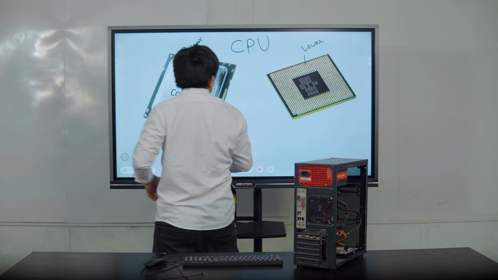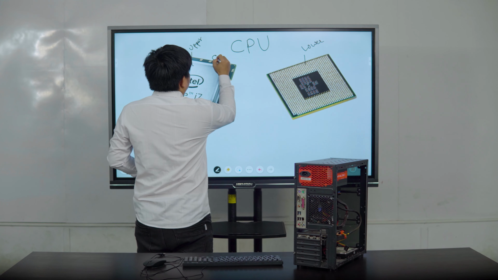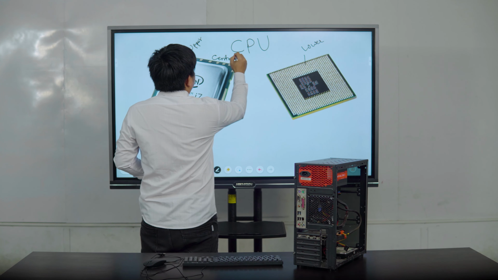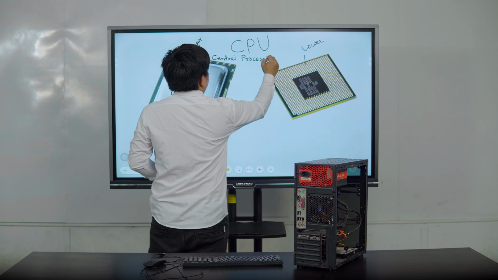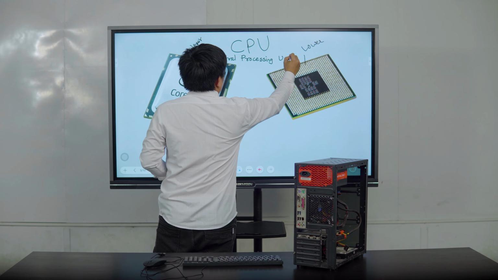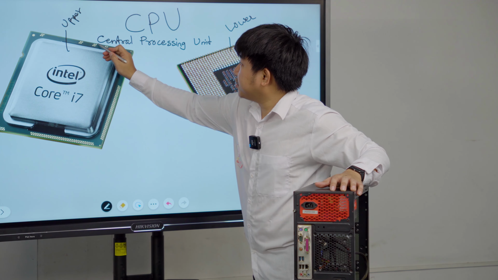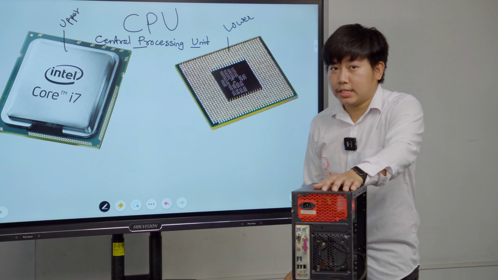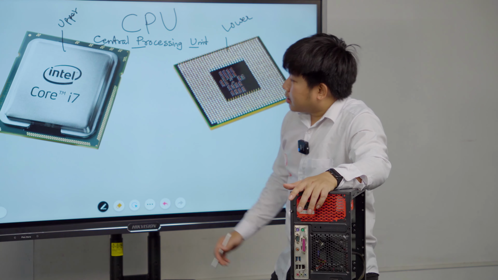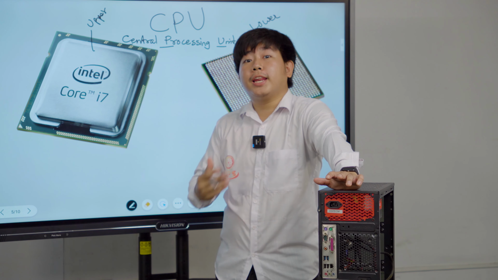So the long form of CPU is Central Processing Unit. That's CPU. CPU. Central Processing Unit. And there are a lot of things happening inside, but we'll talk about it later.